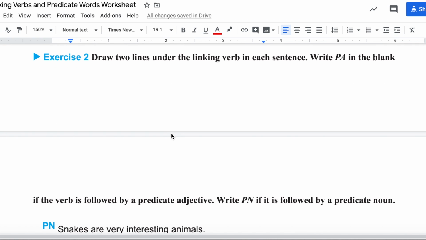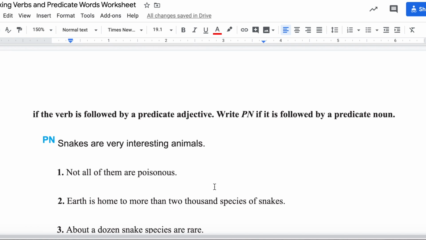All right. So coming back to exercise 2, hopefully you guys finished exercise 1 and followed my directions. Now it says to draw 2 lines under the linking verb in each sentence, just like how we did before. This is what's different though. You're going to write PA in the blank if the verb is followed by a predicate adjective. Write PN if it is followed by a predicate noun. That meaning that after the verb, we need to decide if the word is an adjective or a noun, okay?